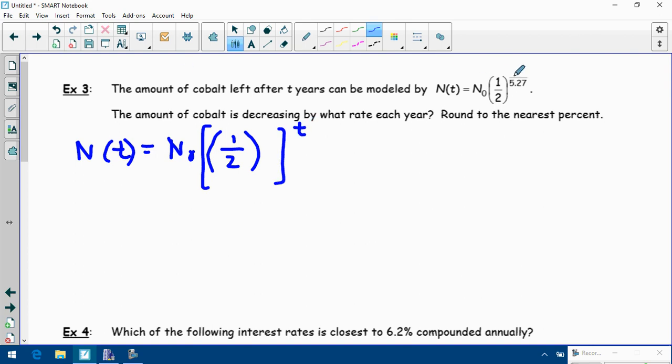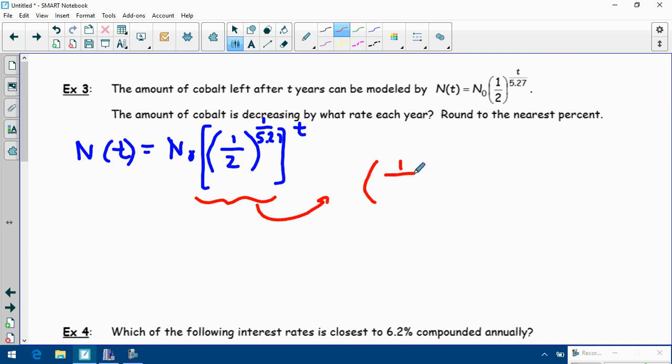So if this is going to be t over 5.27, what's got to be right here? Well, it can't just be 5.27, because then it would be 5.27t. So it's 1 over 5.27. Then the 5.27 will be in the denominator like it is over here. And when I multiply it, the t will be in the numerator. Okay, so this is the base that's being raised to the exponent of t. So initial amount, don't care. Take this and set it equal to 1 plus or minus r.